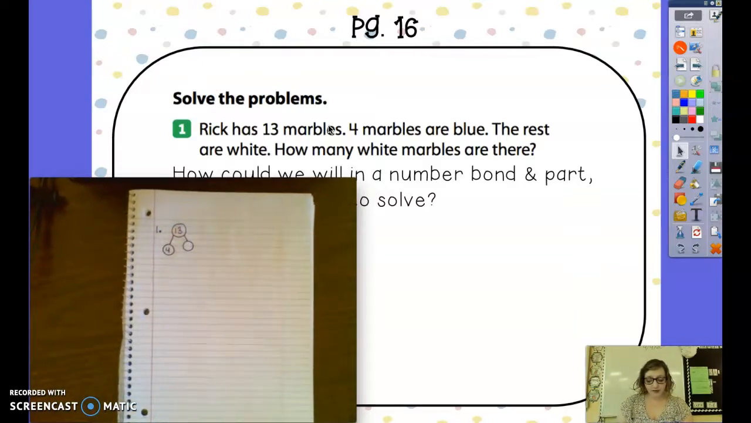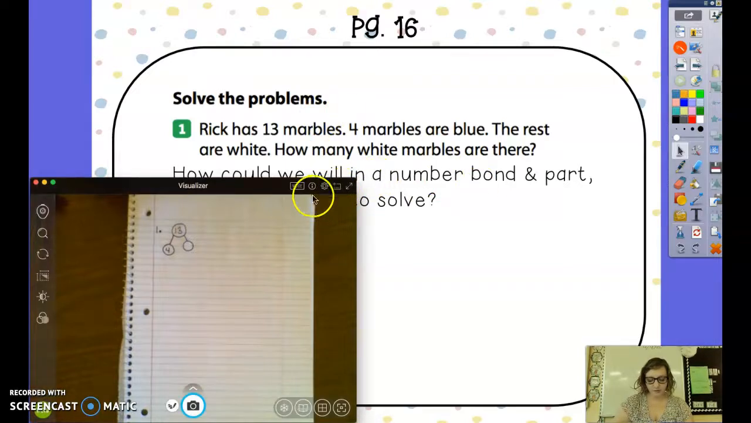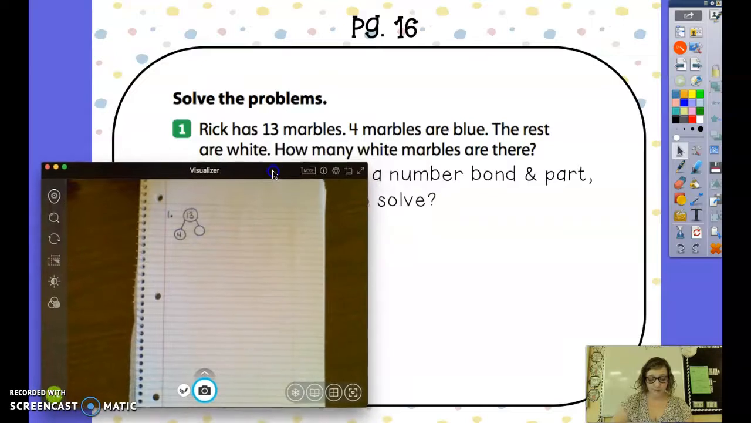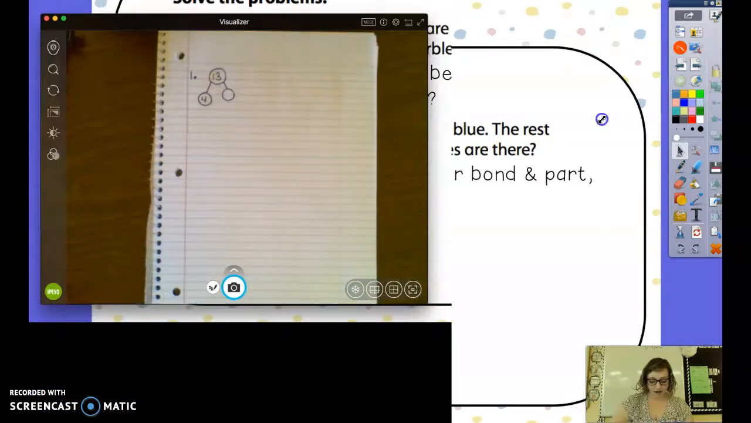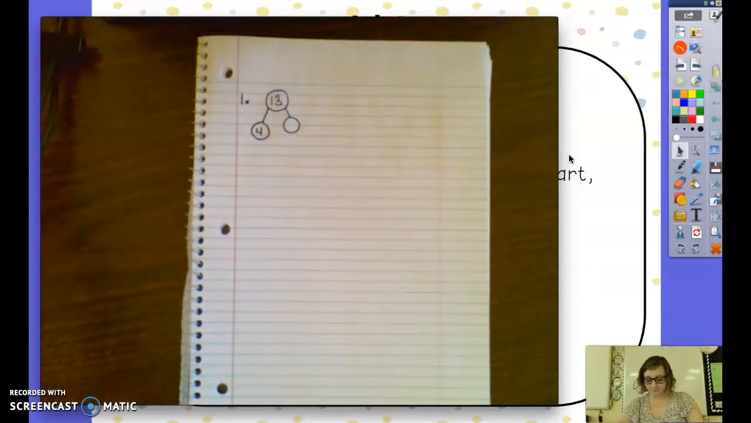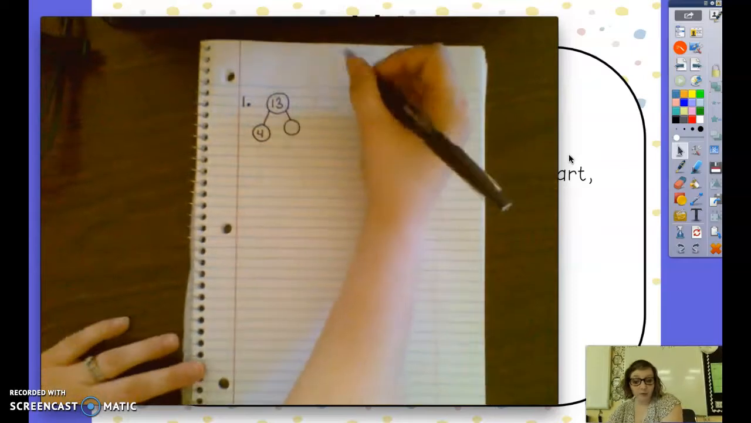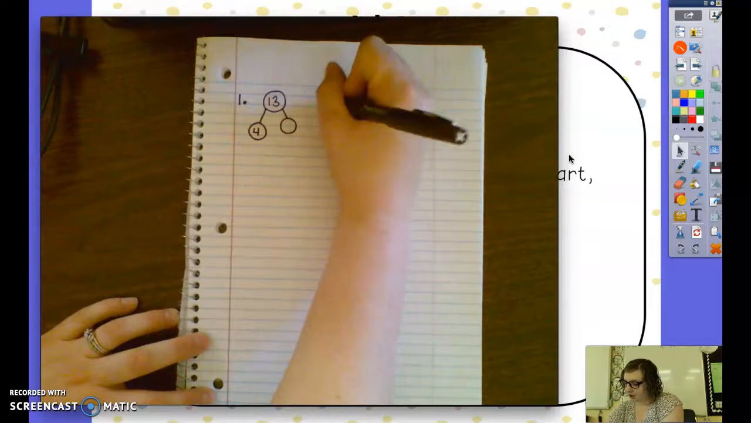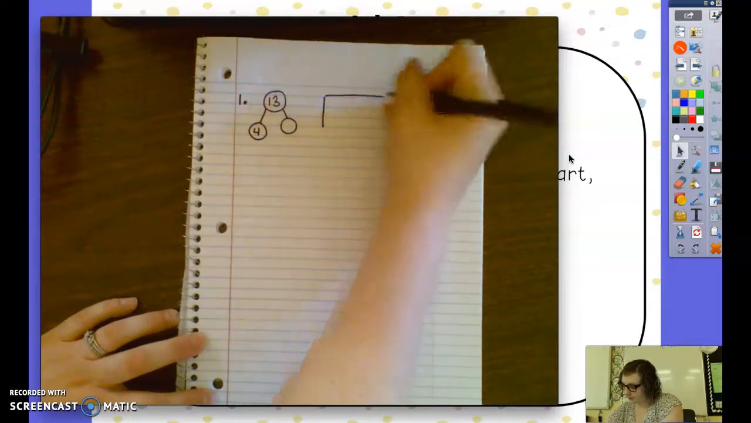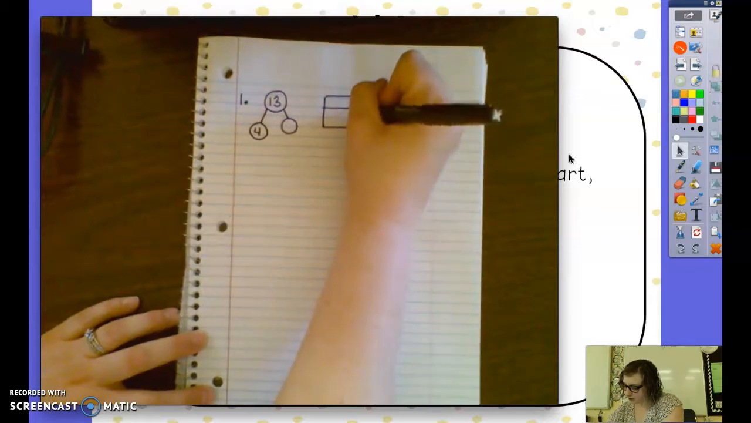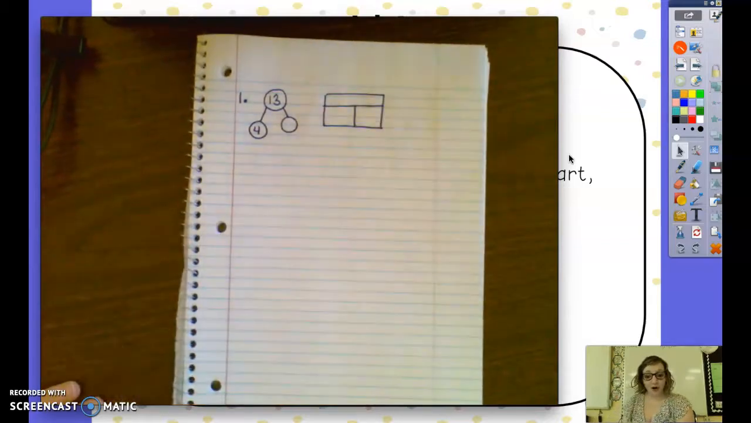Now the rest of this problem says how could we use a number bond and part whole chart to solve? So you see, I've got my number bond here that I've drawn for us. Okay, and I can also put this in a part whole chart very easily. So what we're going to do is, remember, a part whole chart is just like a number bond. They're the same thing. So I'm going to go ahead and draw my chart here. All right, and put like a big tall T in the middle. And that's my part whole chart.